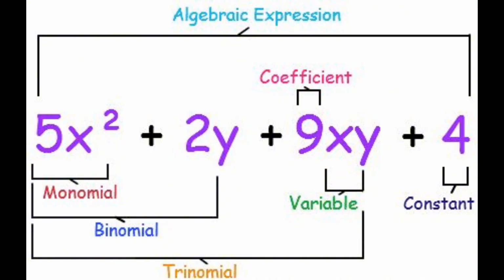Monomial, binomial, trinomial, seperti terms. Jadi monomial adalah one term, binomial two terms, and trinomial is three terms.